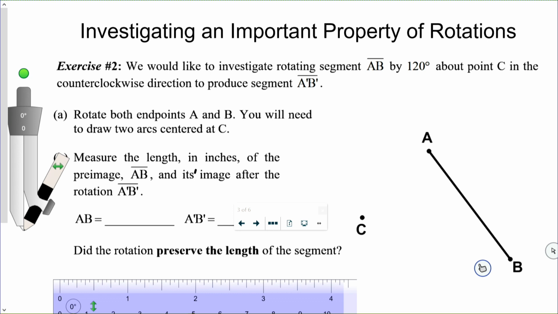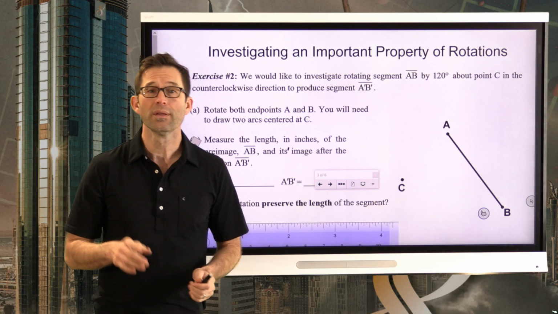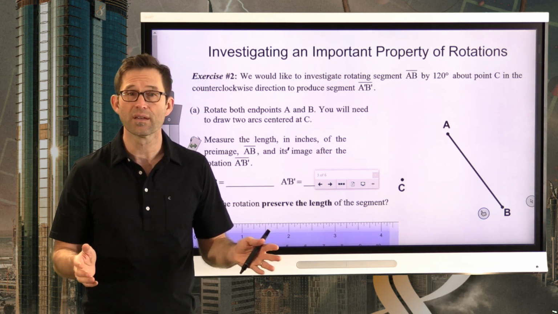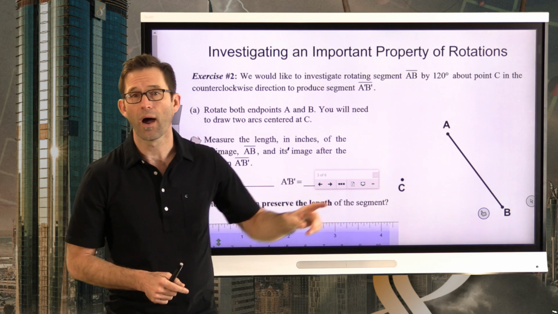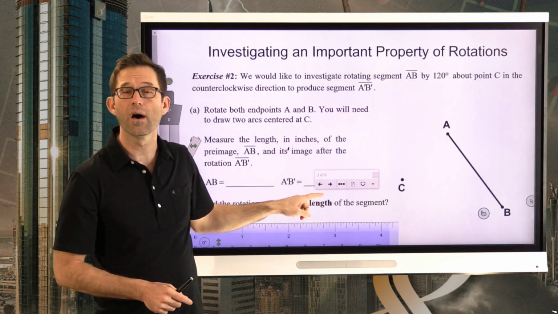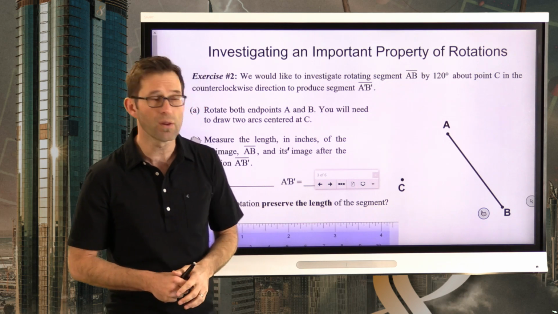Letter A asks us to rotate both endpoints, A and B. You will need to draw 2 arcs centered at C. All right, well, let's do the first one together, then have you do the second one on your own. And again, this is going to take a little bit. But what I want to do is rotate point A by 120 degrees about point C. And again, this is going to be a little more challenging.